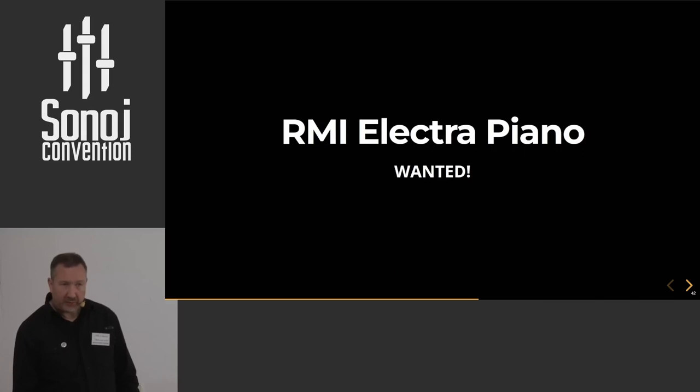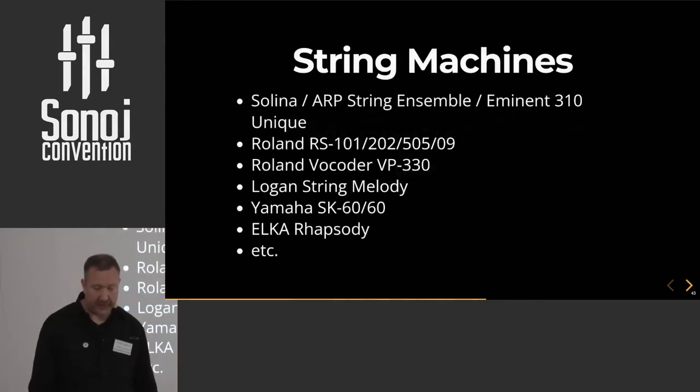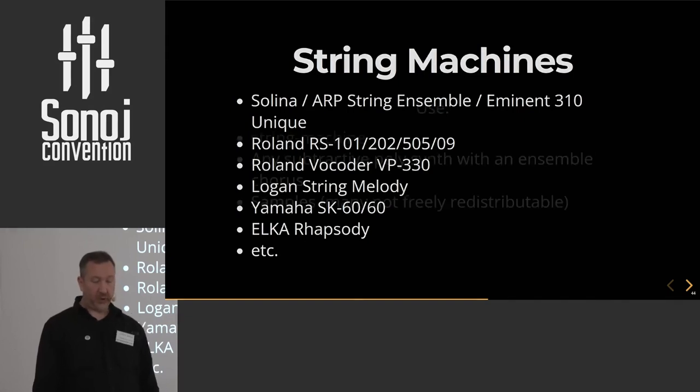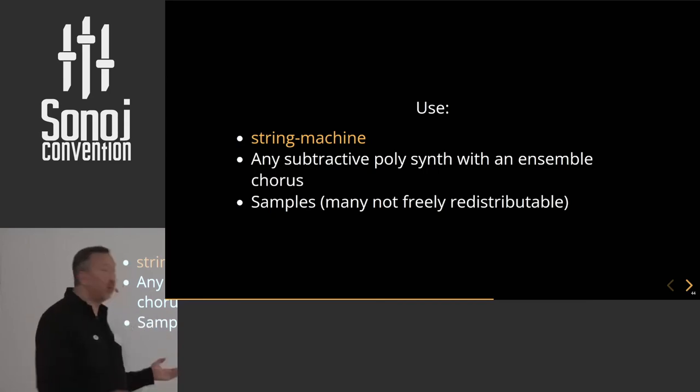I'm not aware of any free samples or instruments that emulate the RMI Electra piano, but because it's a very niche instrument, that's okay. Yeah, lots of string machines in the 70s. Fortunately, the differences between them are rather subtle. So I think you can get away with just using one software, which is just called String Machine. Or you can just use samples.